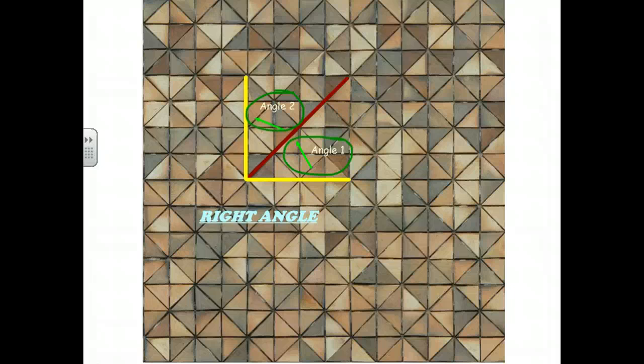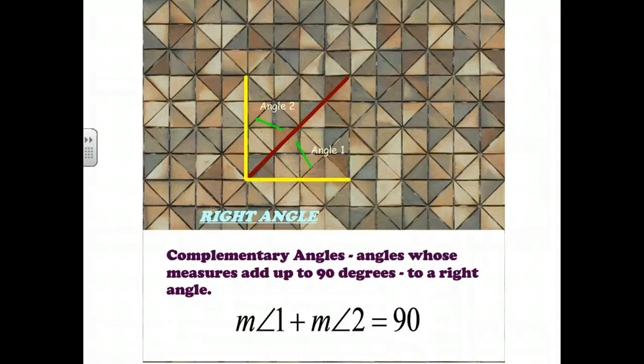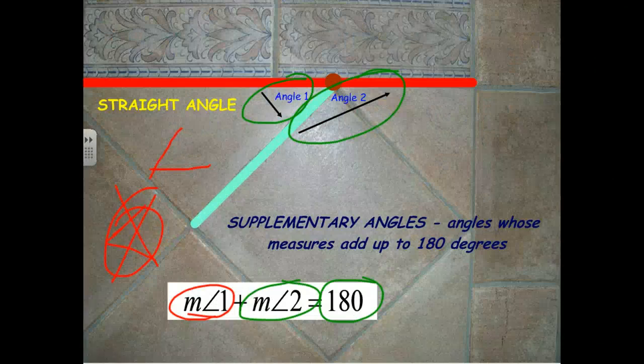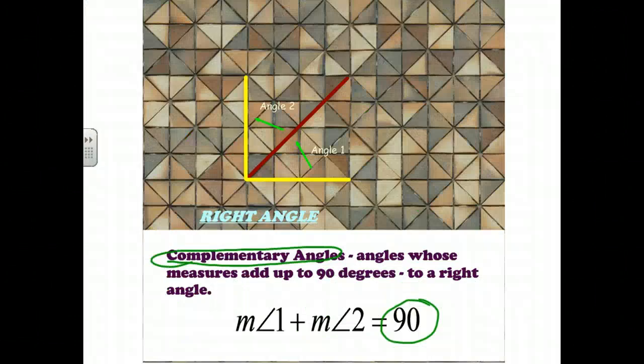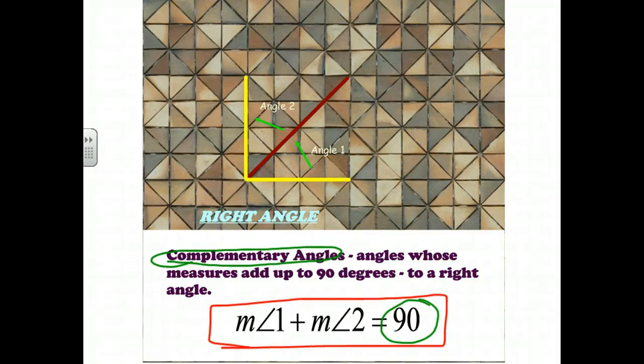So that means that the measures of these two angles must add up to be 90, because that is the number of degrees in a right angle. These angles are called complementary. Angles that add up to be 180 degrees are called supplementary. Angles that add up to be 90 degrees are called complementary. And we write that by saying that the measure of angle 1 plus the measure of angle 2 must equal 90 degrees, which is the measure of a right angle.